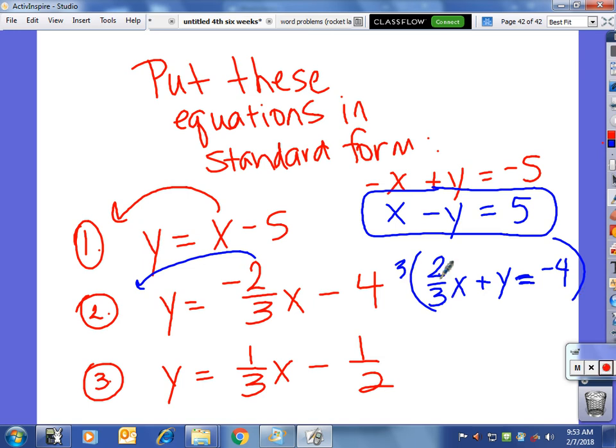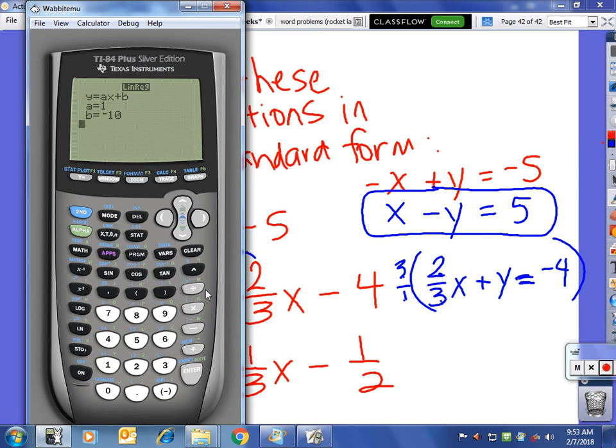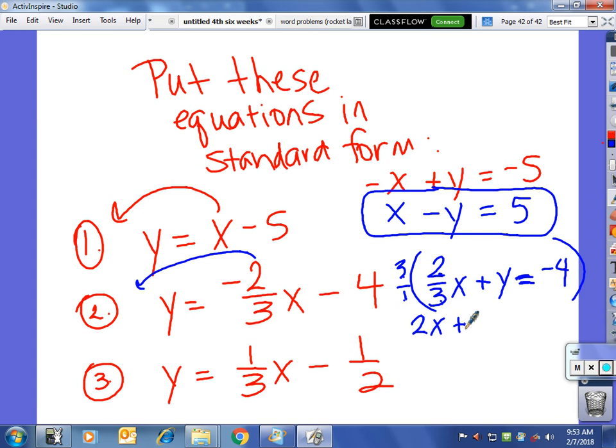And sure enough, it will, because 3 times 2 is 6. There's a 1 here. 1 times 3 is 3. And if you don't like multiplying fractions, if that confuses you, then use your calculator. 3 times 2/3, the 3's are going to cancel, and you'll just be left with 2x plus what? 3y equals negative 12. So your final answers on all of your problems you're doing today should look like that.